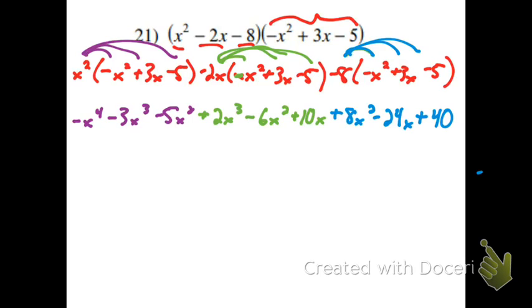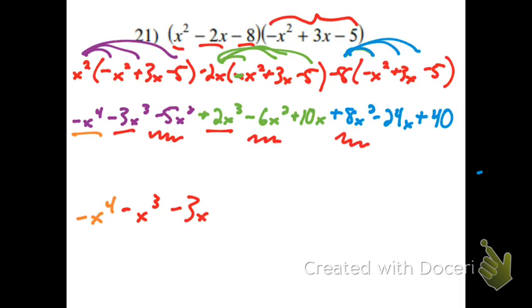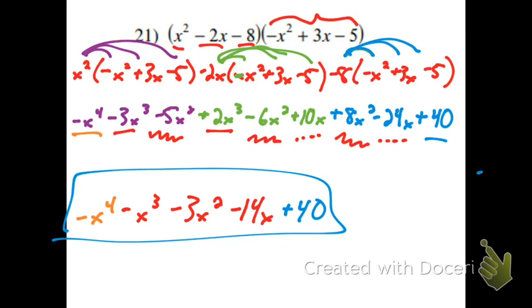Okay. So now after that, I'm going to go ahead and combine some like terms. This is alone, so negative x to the fourth. And then let me go back to, where did I start with? Red? Go back to red. X to the third and x to the third, that gives me negative x to the third. Then I have an x squared, an x squared, and an x squared, which if I'm not wrong, gives me negative 3x squared. Then I have 10x minus 24x, which is negative 14x. And then last but not least, I have my constant, which is plus 40. So that takes care of that.